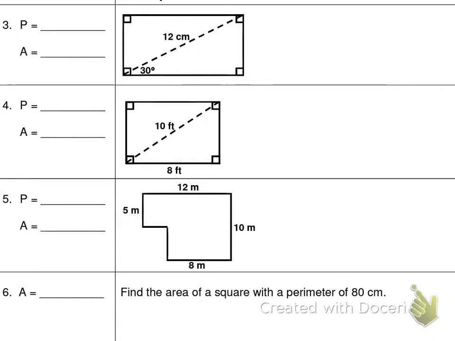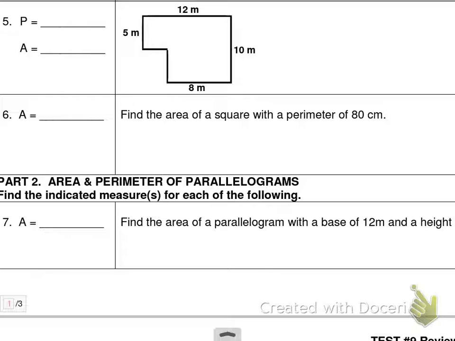Number 6. It says find the area of a square with a perimeter of 80. Find the area of a square, that's important, with a perimeter of 80. Since we know that all the sides of our square are the same, we just divide that by 4, and that makes every side 20. Then we can find our area.